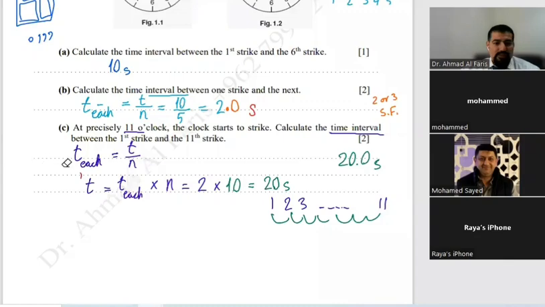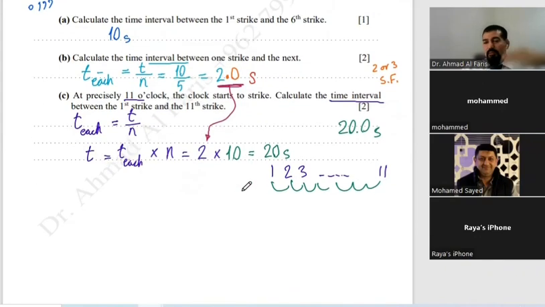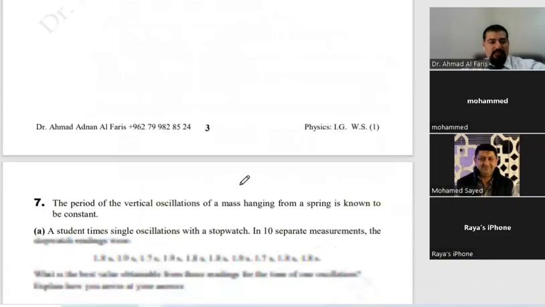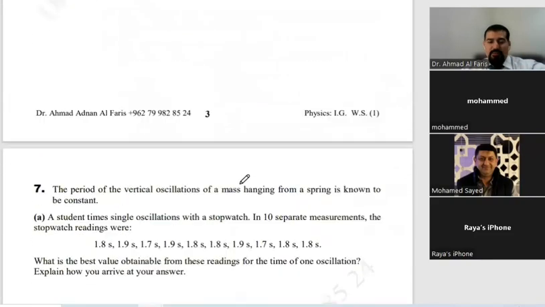Sir, where do we get the 2 seconds? Here, from this part. This is the 2 seconds. This 2 seconds, I use it here. This is the time interval for each one, okay? If you have any other questions, we can wait until the end of the session because I have a program here. Okay, I will explain part B again.